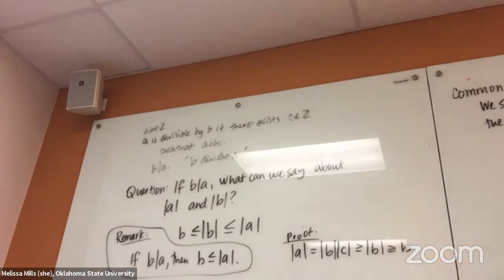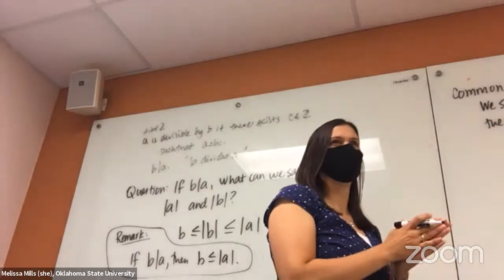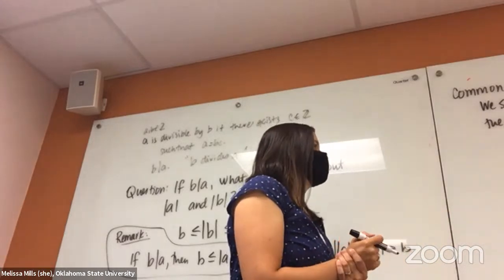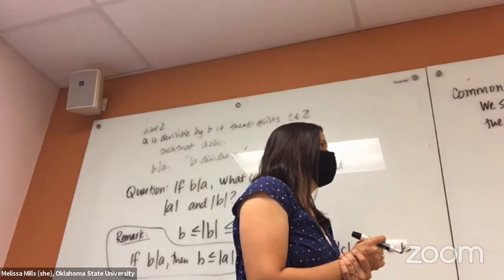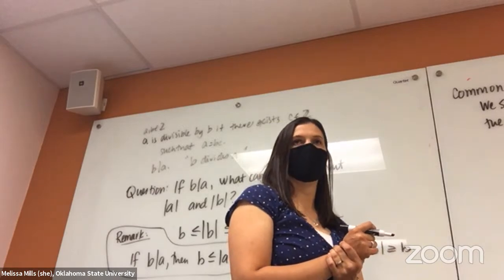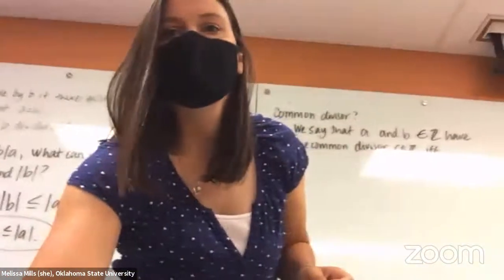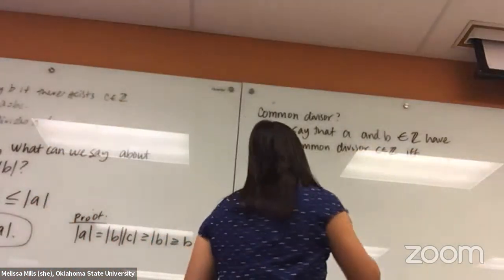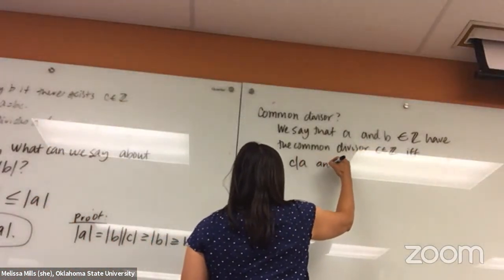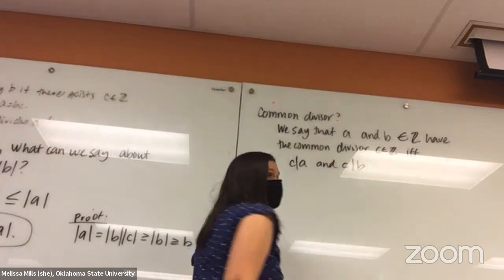And I keep skipping the fact that those guys are integers. So we can say A and B elements of Z have common divisor C in Z if and only if, what do you think the definition would be? What do we need to have? What would C have to do to be a common divisor? Yeah. So C has to divide A and C has to divide B.